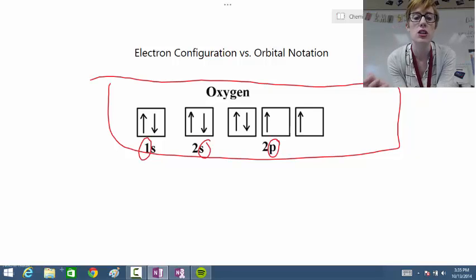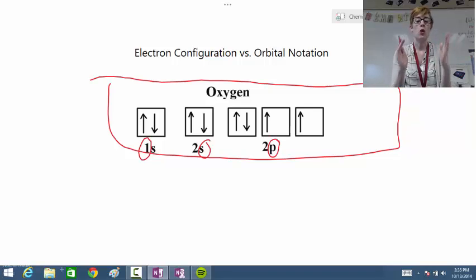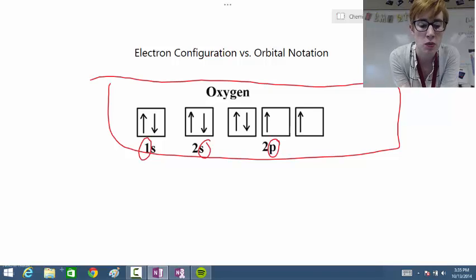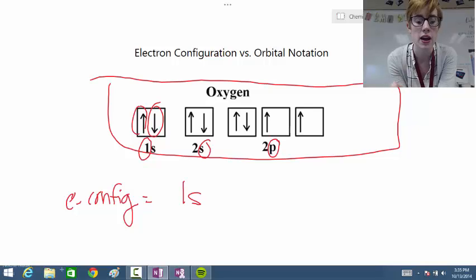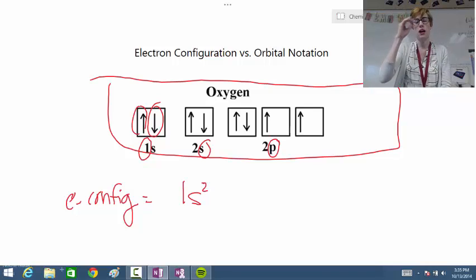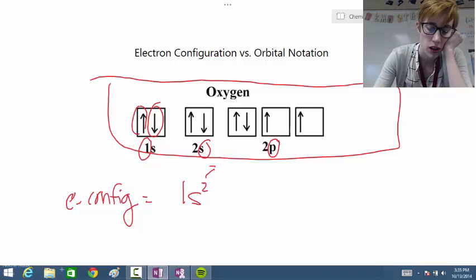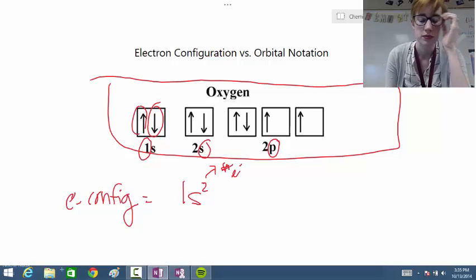So electron configuration is basically a way of writing orbital notation without the arrows. Instead of using arrows, we're going to use numbers. If this is the orbital notation for oxygen, the electron configuration for oxygen would look something like this. We would write 1s. Do you see how there's 2 electrons spinning in the 1s orbital? We're going to write down 2 as a superscript, and that 2 stands for the number of electrons.